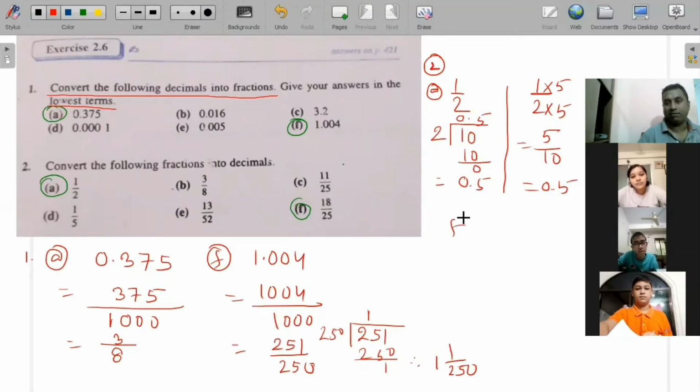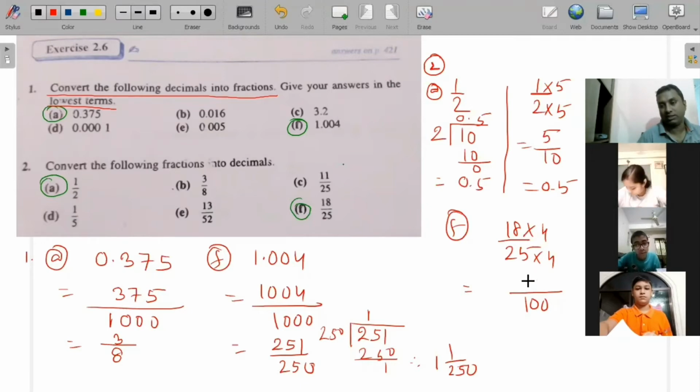Let us see f. 18 divided by 25. But I don't like big division. Sometimes we need to do it, but it is very easy if you solve without division. See, this is 100 and 5, 18. What's the result? 72.